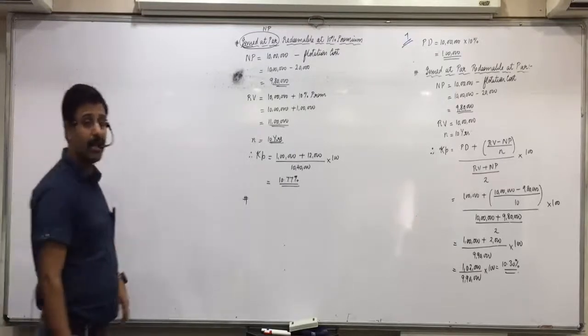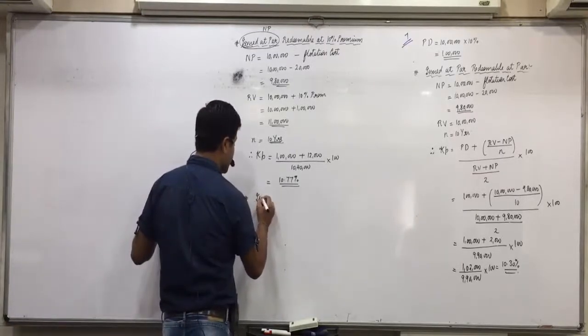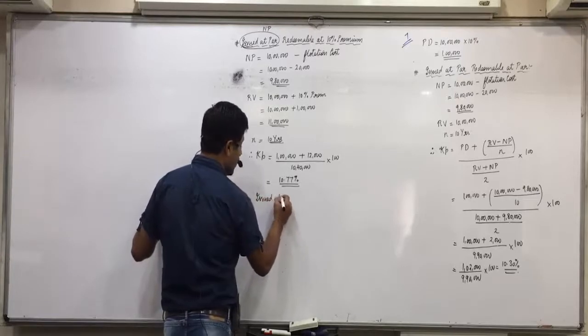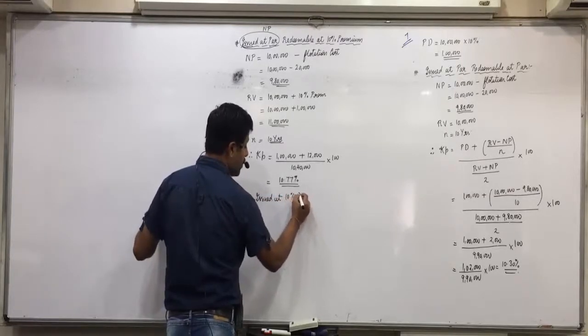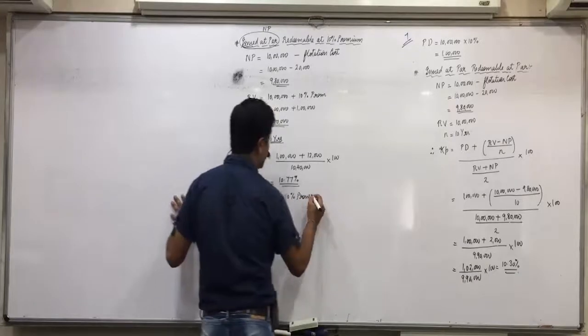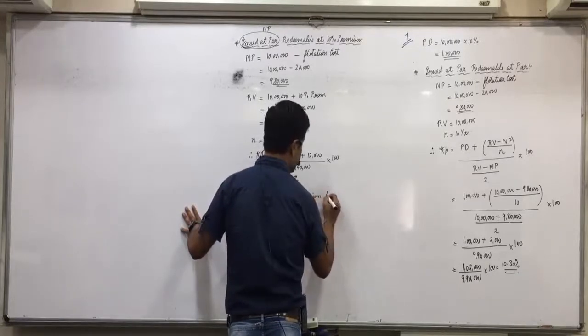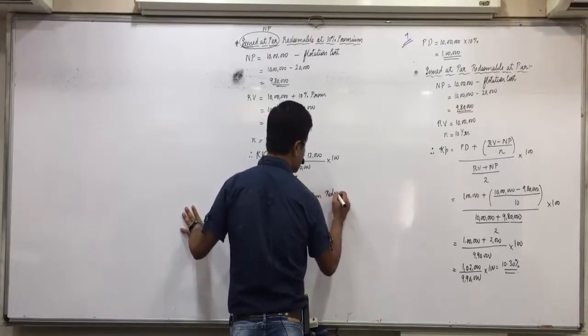Now, third option: they are issued at 10% premium and redeemable at 15% premium.